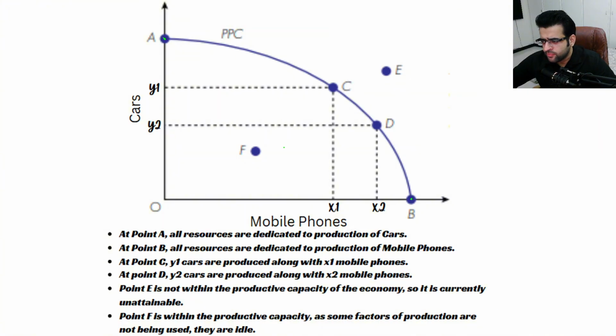At point C, this is the middle point. We are producing a combination of both, Y1 cars and X1 mobile phones.